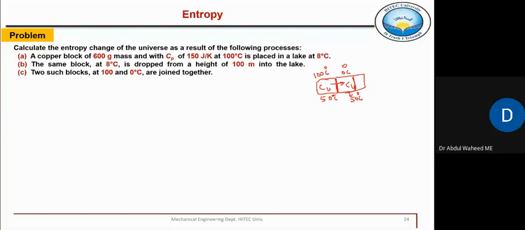But here the temperature is changed from 100 to 50. Here temperature is changed from 0 to 50. Here temperature drops, here temperature rises. Now this is a process. Due to this process, what is the entropy generated? So it means we need to calculate the entropy change of block 1 and entropy change of block 2. So this is, for example, 1. This is block 2.